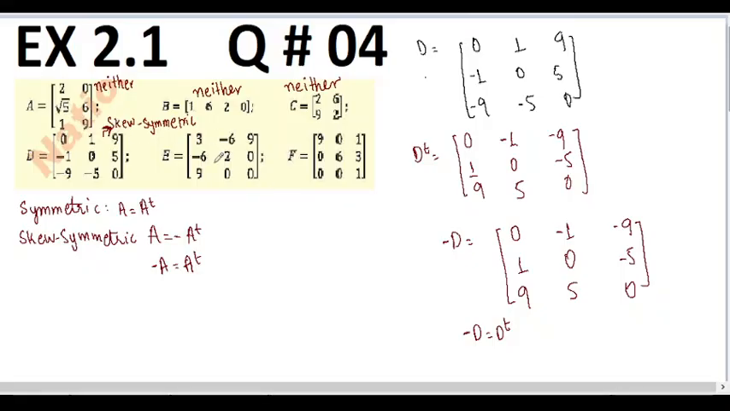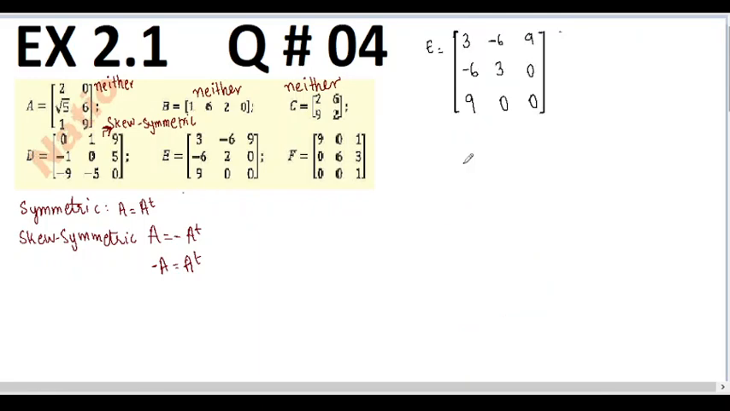Now we are going to do it for part E. This is your matrix E, which is 3, -6 and 9, -6, 3 and 0, and 9, 0, 0. So first of all, we are going to find its transpose.